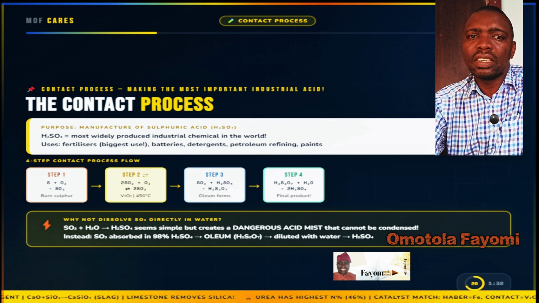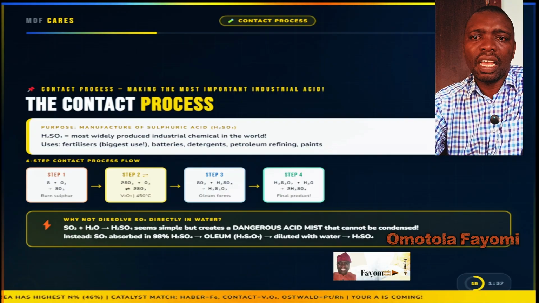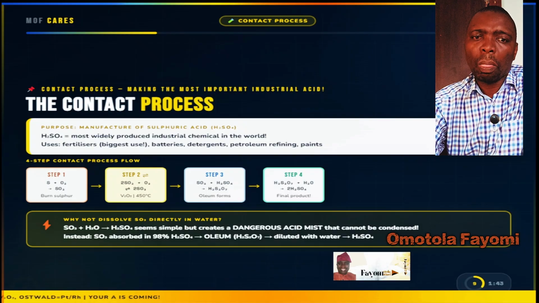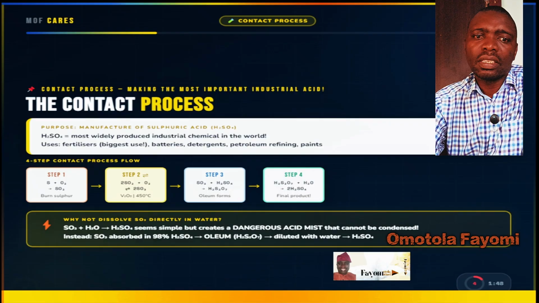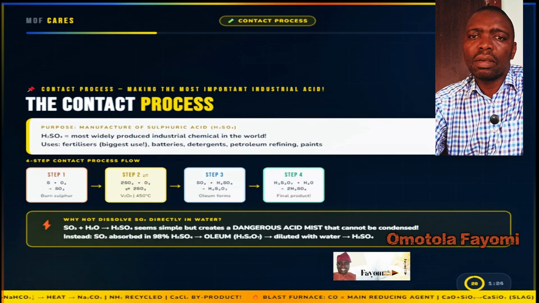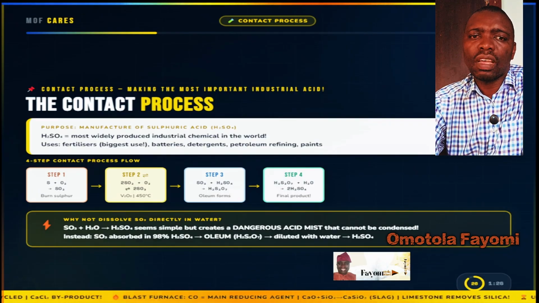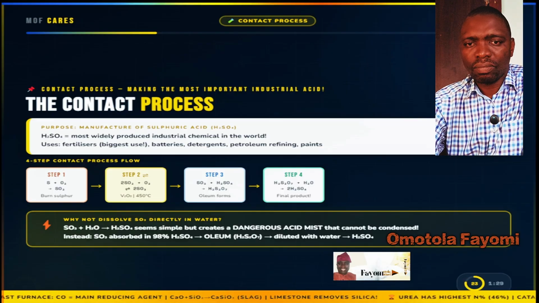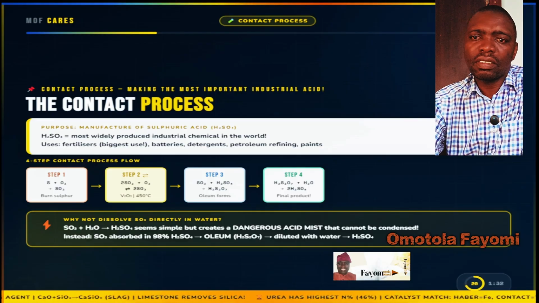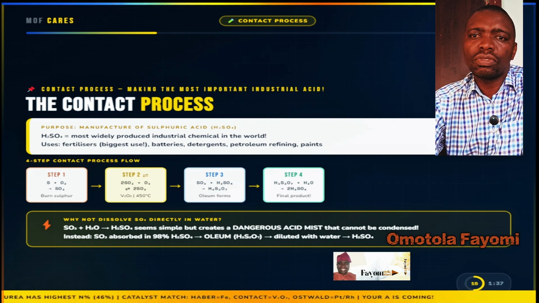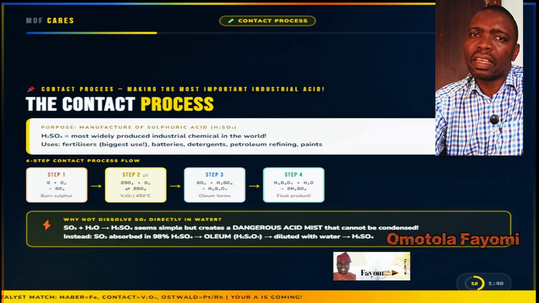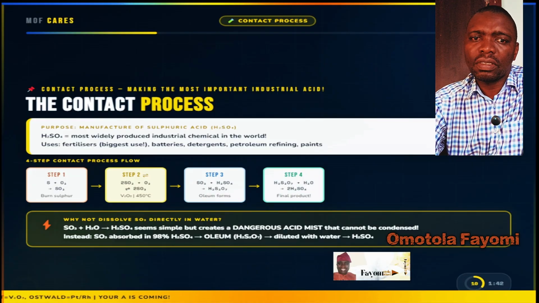SO3 is also obtained by roasting metal sulfide, like iron pyrite, that's FeS2. Then step 2 is the key equilibrium step that gives the process its industrial challenge. 2 moles of SO2, that's sulfur dioxide, plus oxygen gives 2 moles of SO3, that's sulfur trioxide. This is a reversible equilibrium reaction, exothermic, with 3 moles of gas on the left and 2 moles on the right. Catalyst is vanadium pentoxide, temperature 450 degrees Celsius.